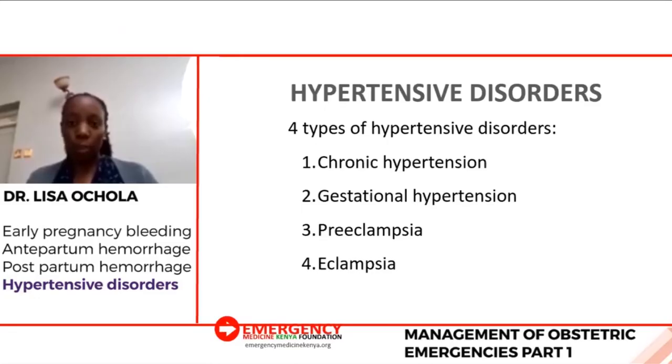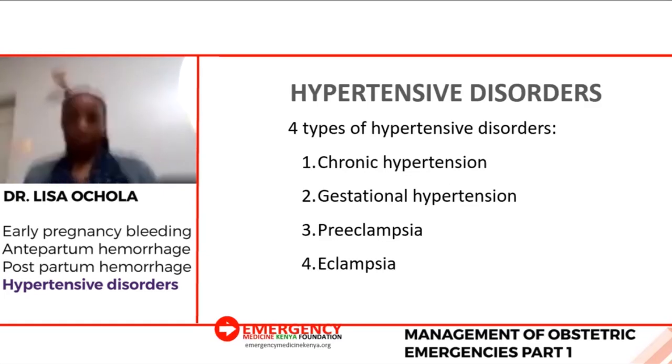So we move on to hypertensive disorders in pregnancy. There are four types of hypertensive disorders that have been identified. We have chronic hypertension, which is basically hypertension before 20 weeks of pregnancy. Usually a patient has been managed for it before, or it may be diagnosed much earlier in pregnancy, but that's usually chronic hypertension.